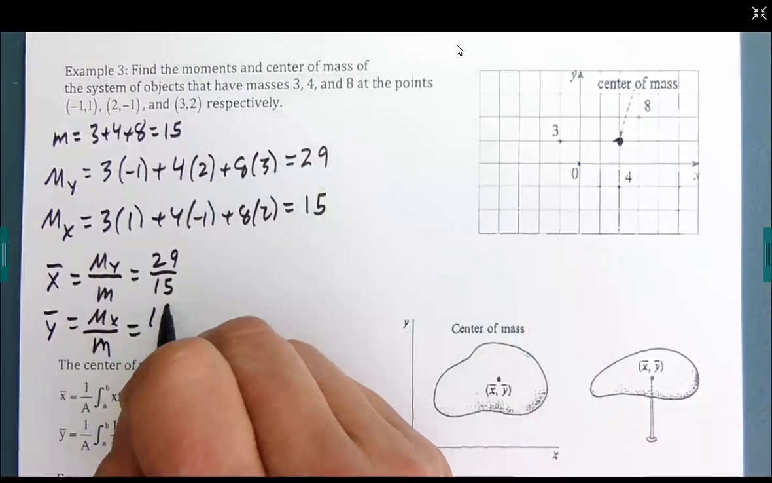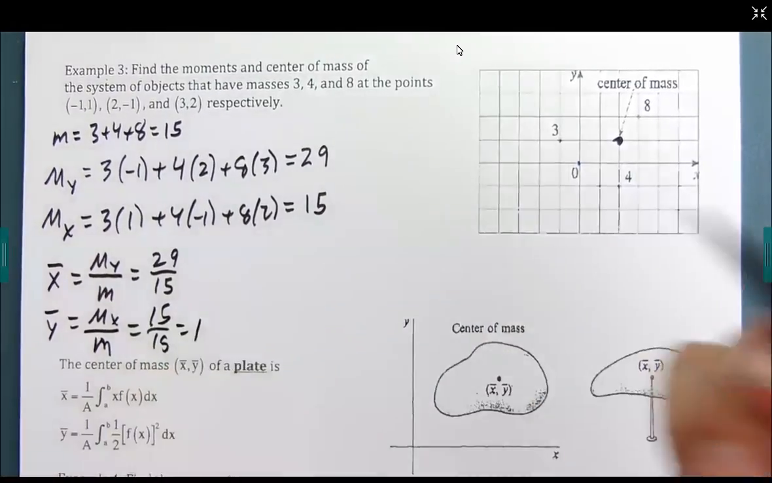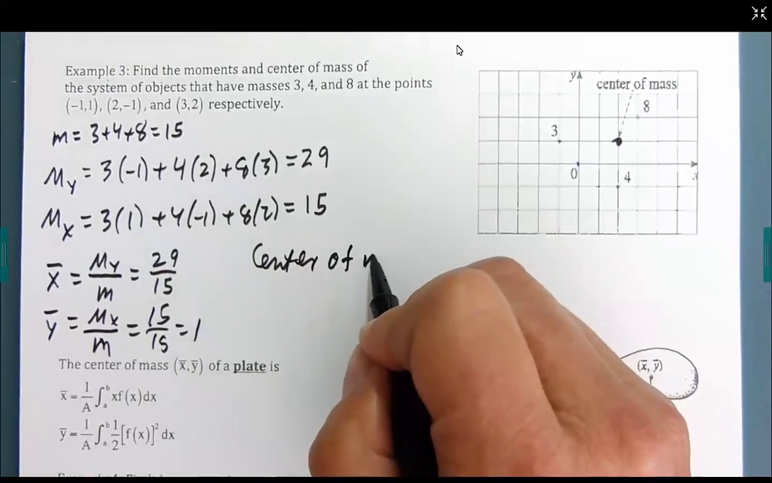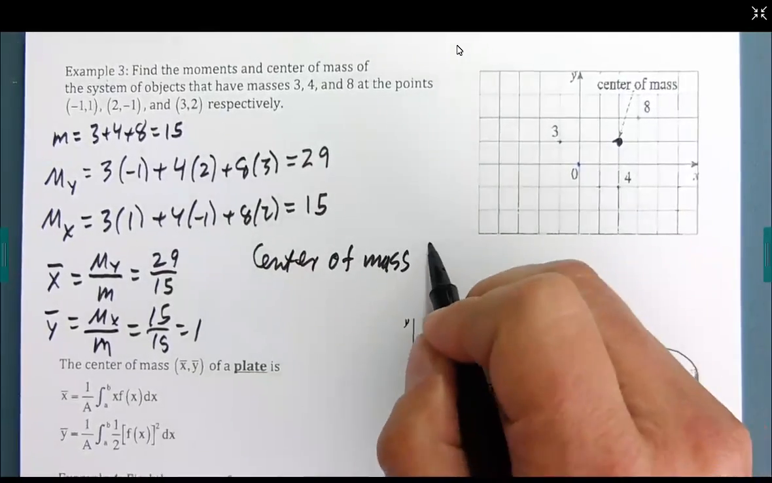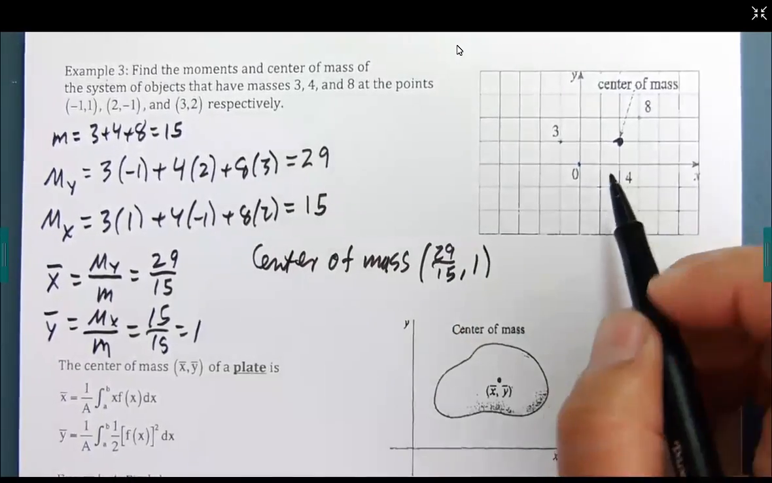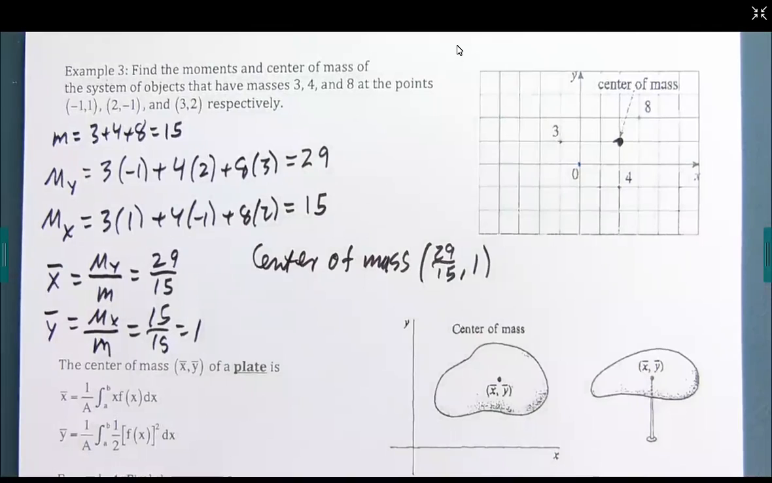And then for the y coordinate, I take 15 over 15, which is 1. So my center of mass is at the coordinate 29 over 15 and 1. So it's about 2 and 1. You can see for that system, that's about where that goes.